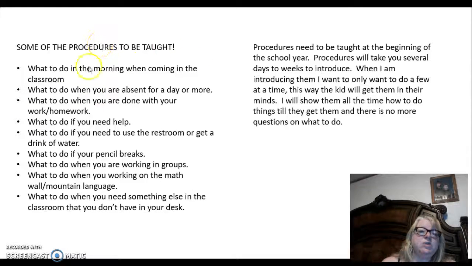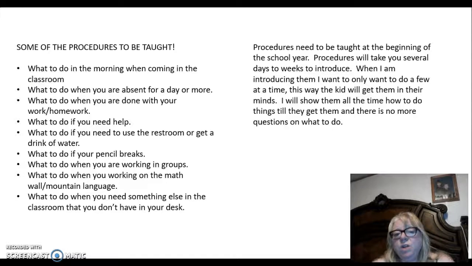Here are some of the procedures right here that I want to introduce to my students in my classroom. What to do in the morning when they walk into the classroom. That's a very important one. What to do when you're absent for a day or more. What you could do before, if you know you're going to be absent, before you are going to miss a day.